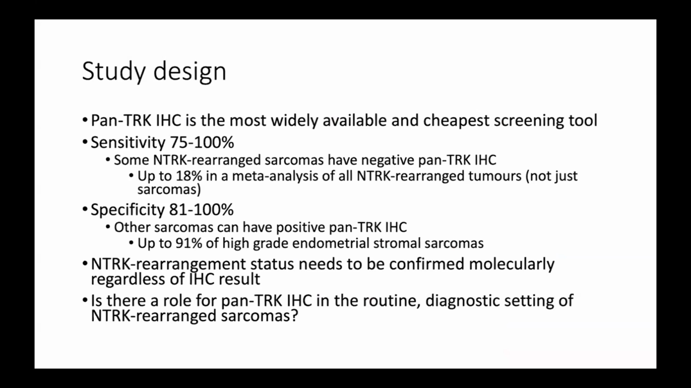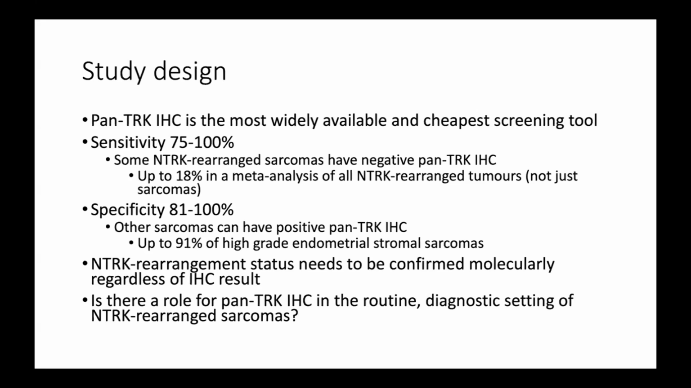So moving on to our study. Pan-Trk IHC is the most widely available and cheapest screening tool for these tumours, but the sensitivity and specificity can vary. Some NTRK rearranged sarcomas have negative Pan-Trk IHC, and in one meta-analysis of all NTRK rearranged tumours, so not just the uterine sarcomas, up to 18% of them had negative Pan-Trk IHC. And on the other hand, some other sarcomas without the NTRK fusion can have positive Pan-Trk IHC. In one study, up to 91% of high-grade endometrial stromal sarcomas had positive IHC. So regardless of the IHC result, NTRK rearrangement needs to be confirmed molecularly.